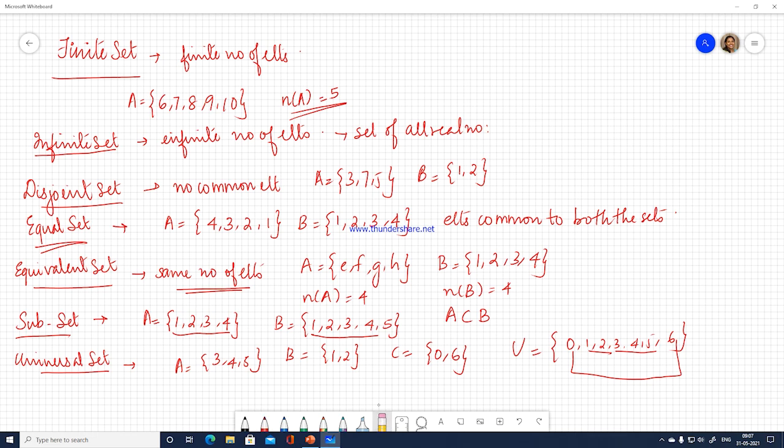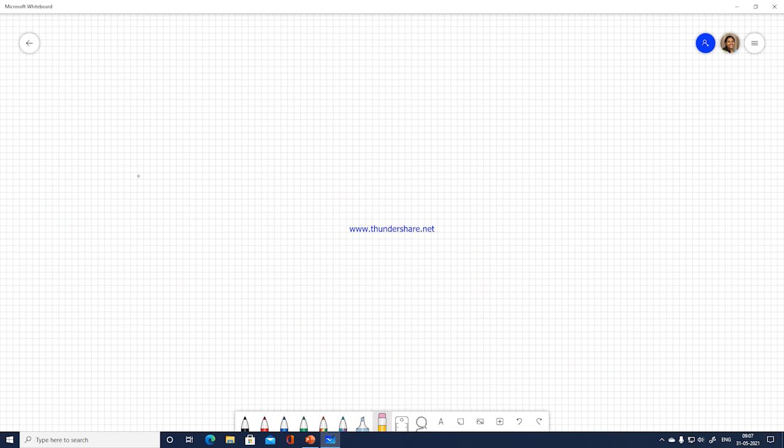Now let's see what a power set is. So the next one is the power set. Power set means a collection of all the subsets of a set is called a power set. Collection of all the subsets of a set is called a power set.